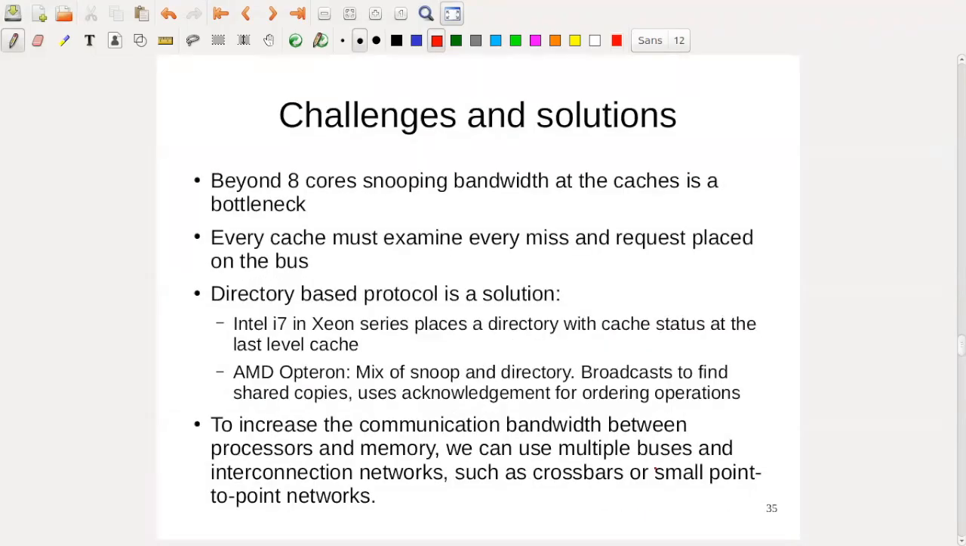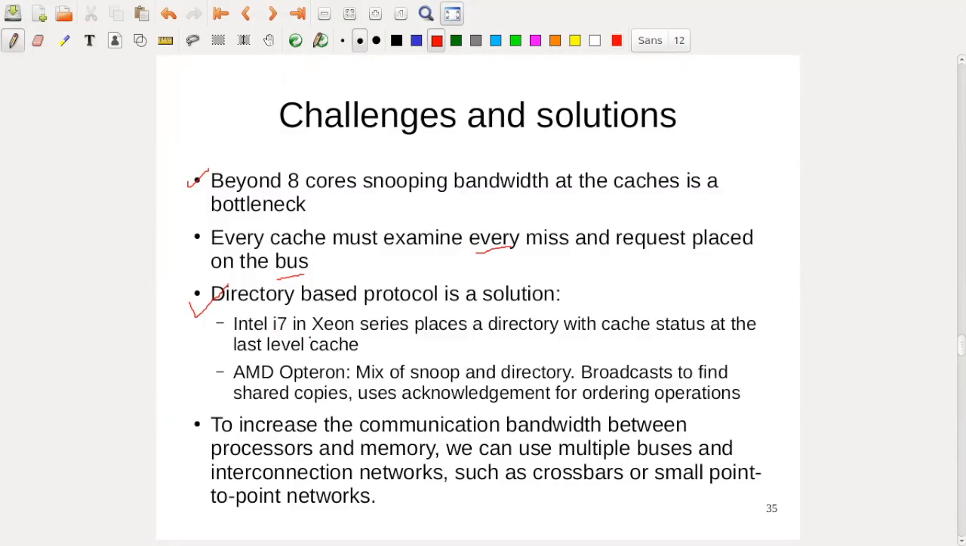The challenge with this invalidation based protocol is that if you have more than 8 cores, then the bandwidth at the caches and the bus is going to be a bottleneck. That's a tough problem to solve. The other problem is that every cache must examine every miss and request placed on the bus. So if there are more than 8 cores, it's going to be difficult. So the solution, like I said, is what is called a directory-based protocol.